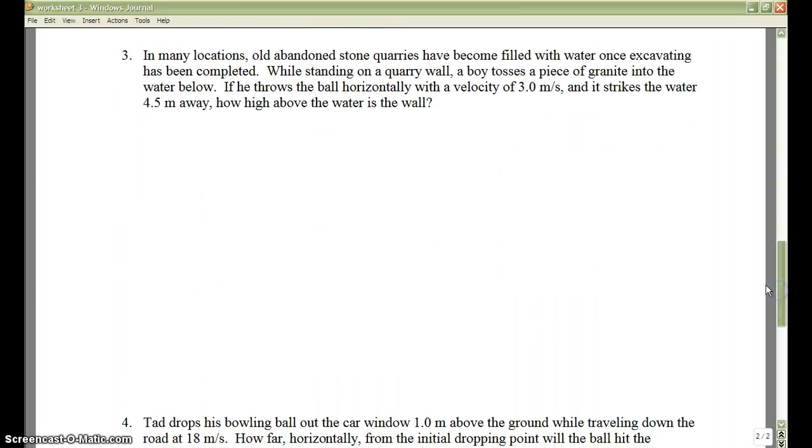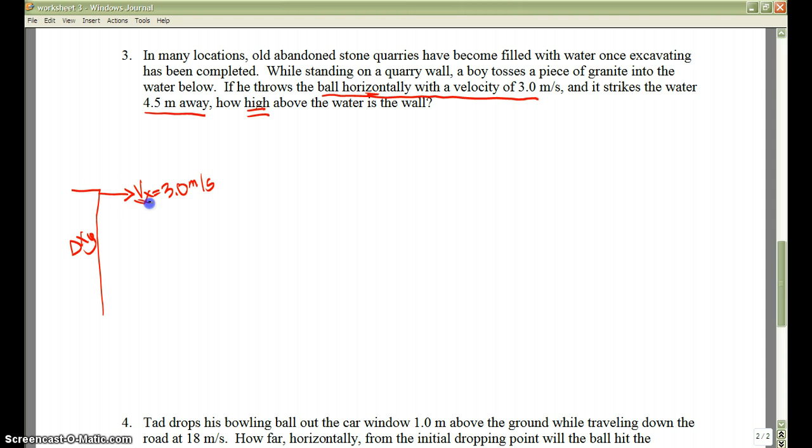Alrighty, number 3, drawing our picture. So we have a ball that is horizontal with a velocity of 3 meters per second, strikes the water 4.5 meters away. We want to know how high above the water is the quarry wall. So again, we have a wall that is up some height, which we don't know. We want to solve for our delta x in the y direction. We do know that our velocity, again, notice it's horizontal. So all of this velocity is going to be going out horizontally.